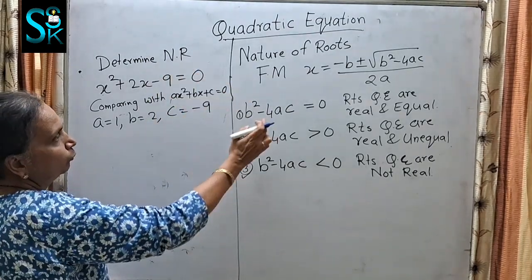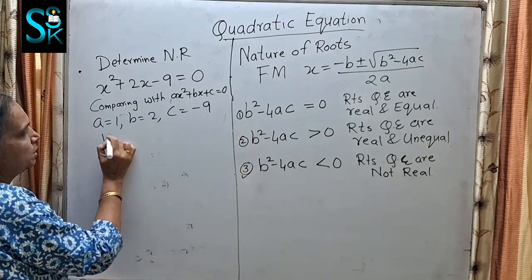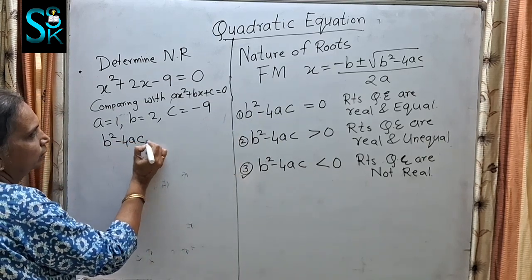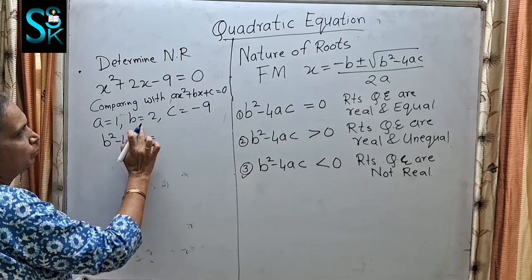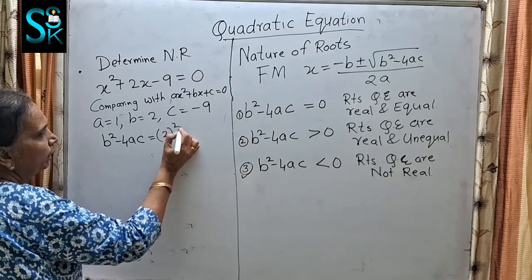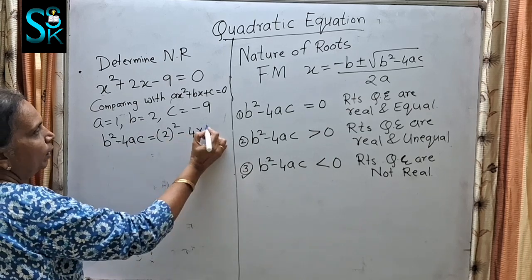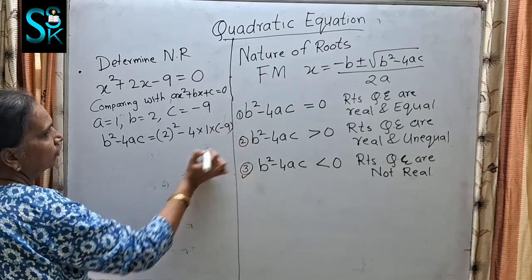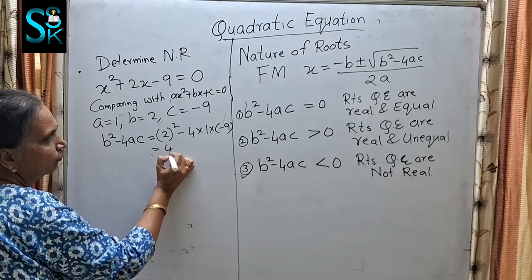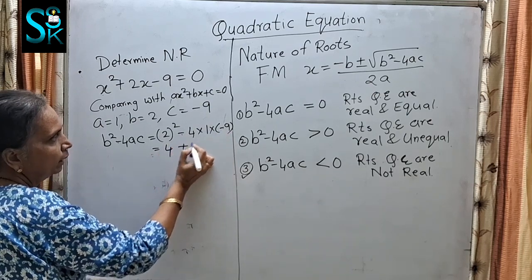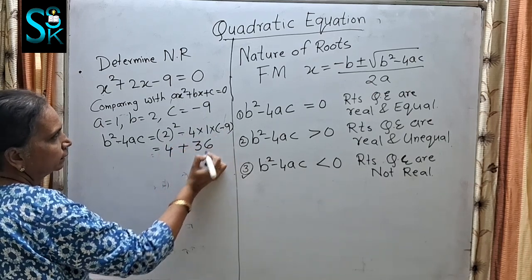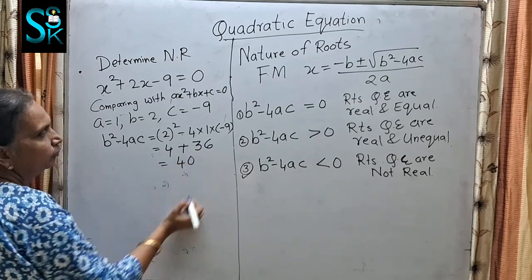To determine the nature of root, what is required? We want to find out b square minus 4ac. You are just going to substitute the value. B is nothing but 2 square minus 4 into a is 1, c is minus 9. 2 square is nothing but 4, minus into minus is plus, 9 fours are 36. So this comes to 40.